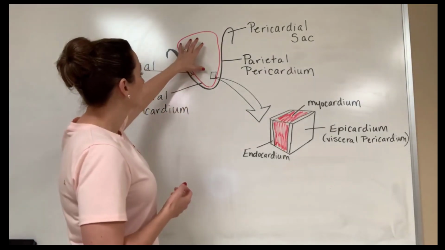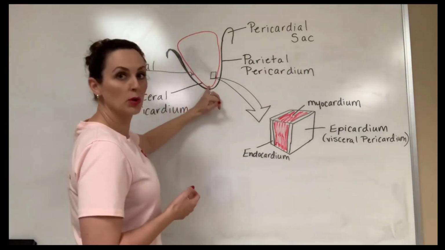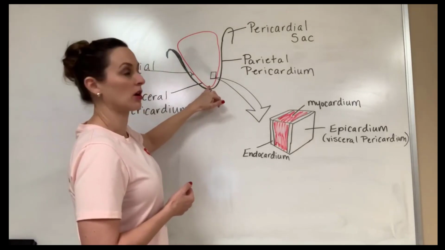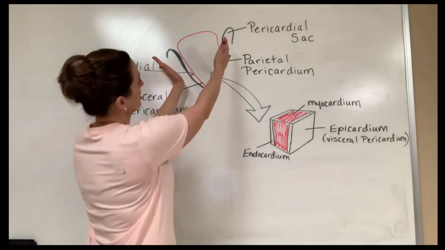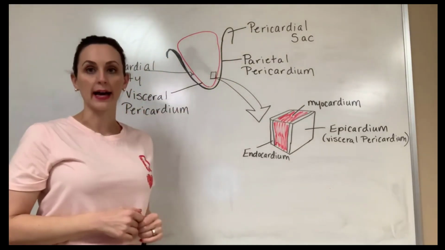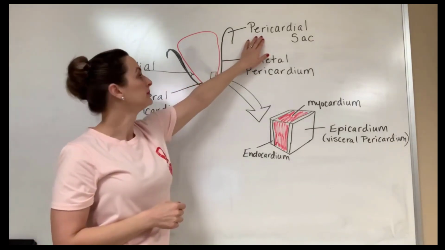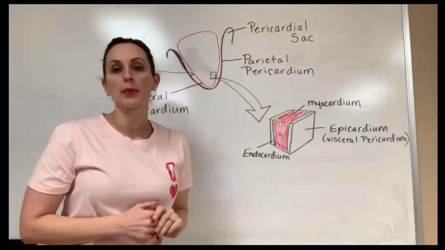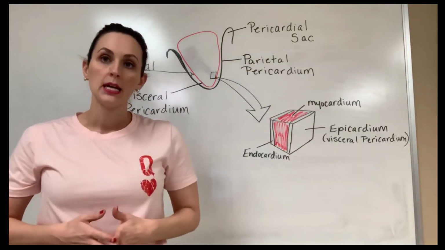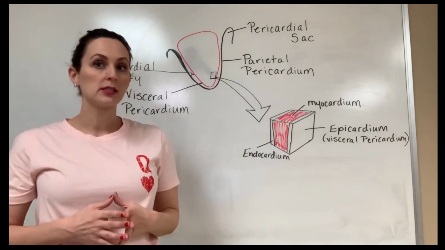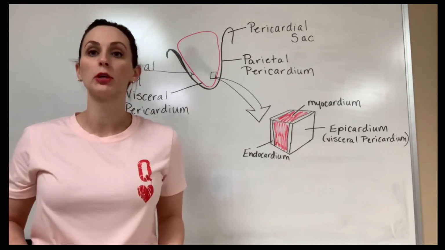We've got the top of the heart here, which tapers down to what's called the apex of the heart. And the heart itself is enclosed within this pericardial sac, which we have labeled right here. The lining of that pericardial sac is called the parietal pericardium, and the parietal pericardium is a type of serous membrane. Serous membranes, remember, are going to release serous fluids.